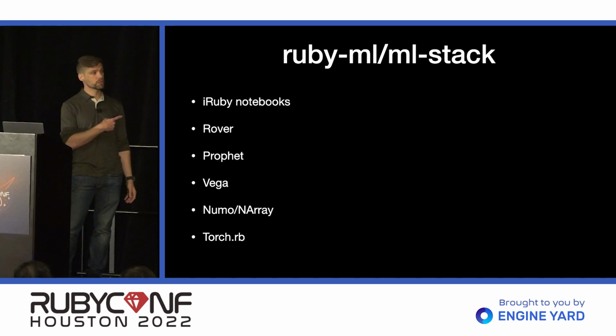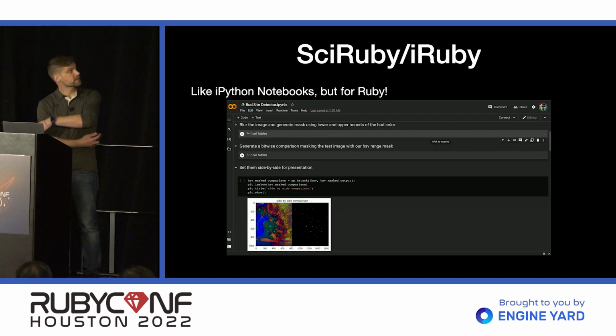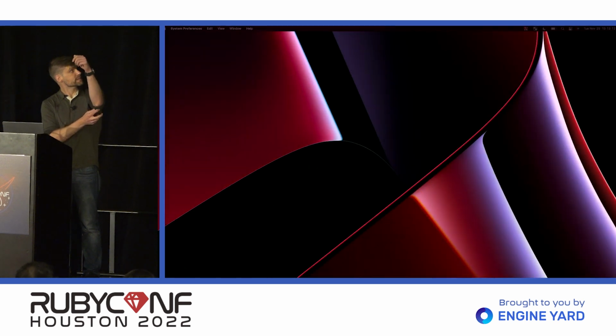And then there's TorchRB, which is another gem from Andrew Kane that wraps PyTorch, or the library that is PyTorch.